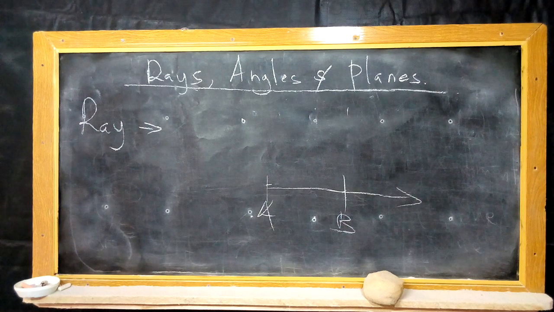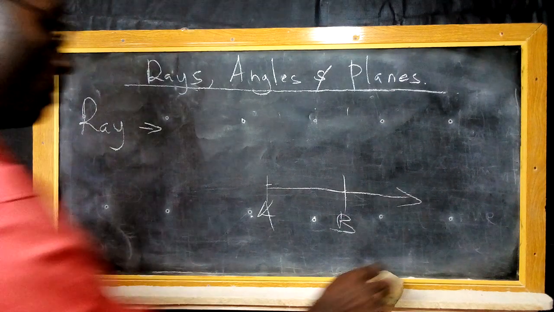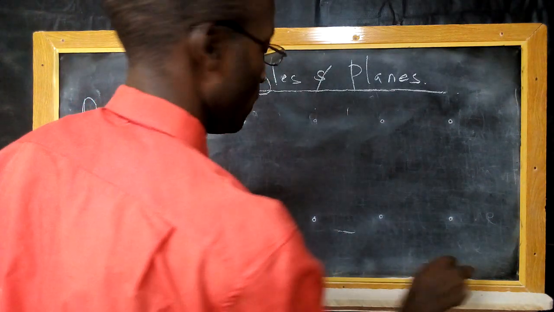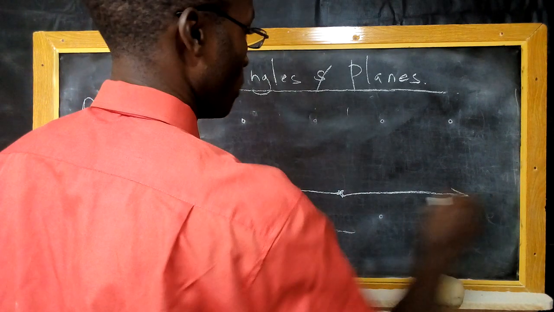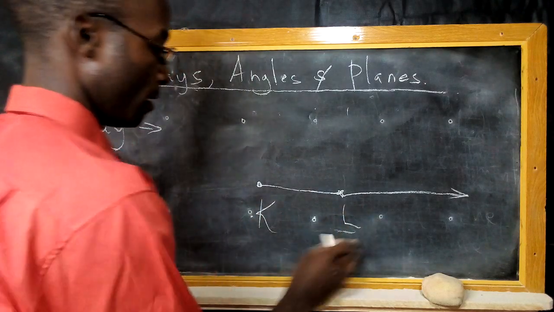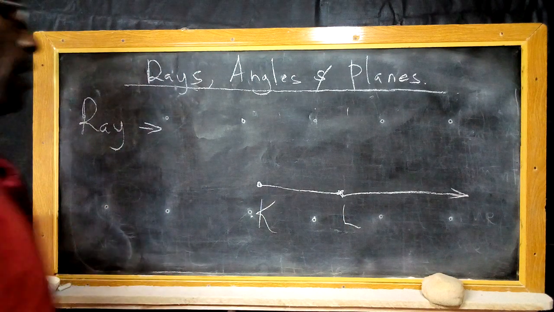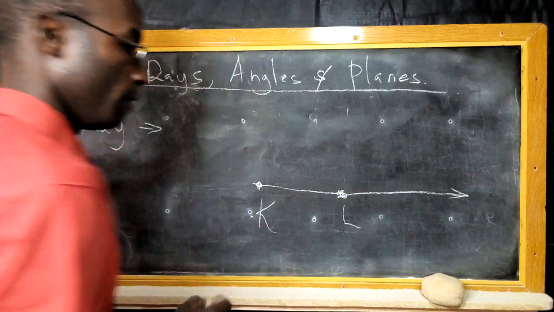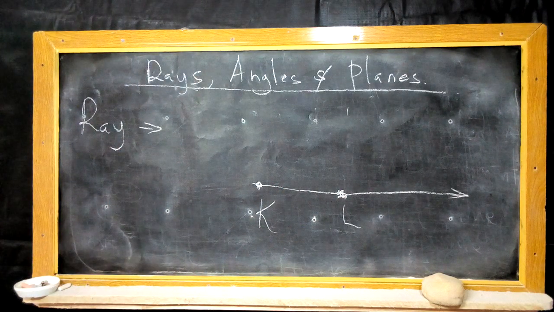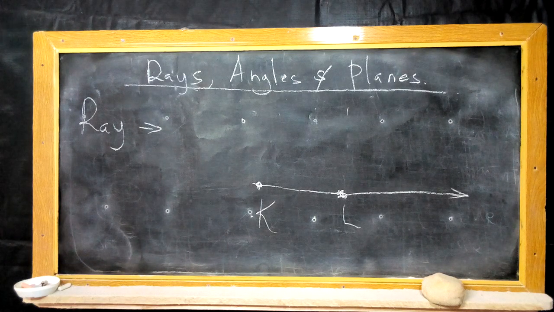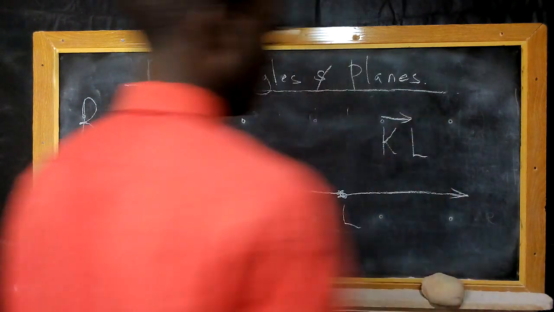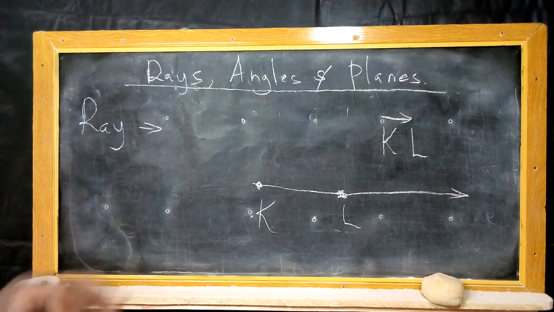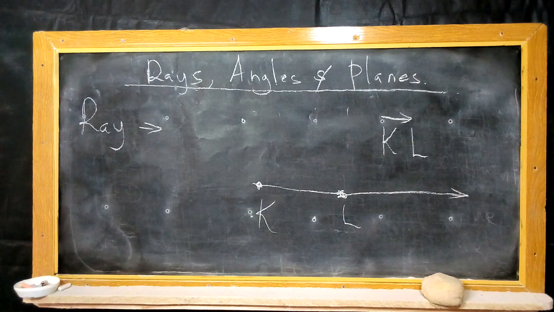So in that case, suppose we have maybe the points. We said we can just allocate endpoints of the alphabet. So suppose we have points like K and L, and this is a point from point K to L, and it is extending infinitely in one direction, then that one can be referred to as a ray, and we denote that one by writing KL with a small arrow over it, indicating the direction of extension, of course.